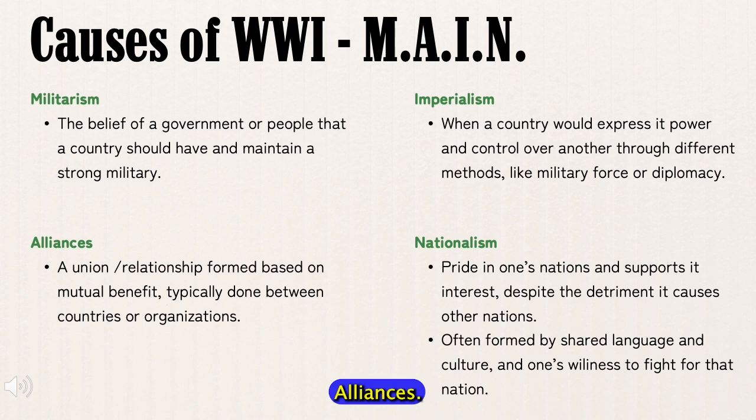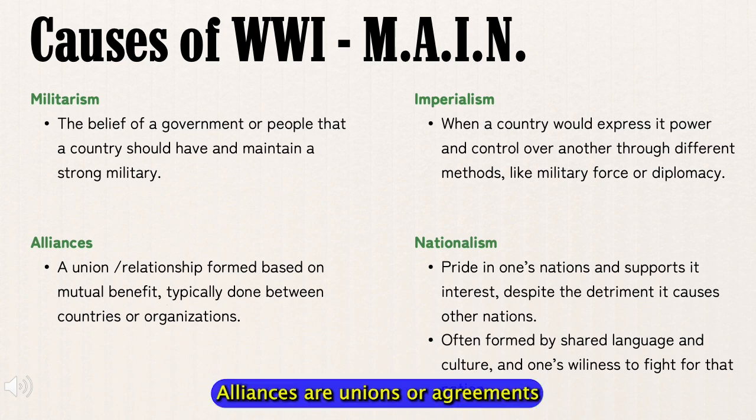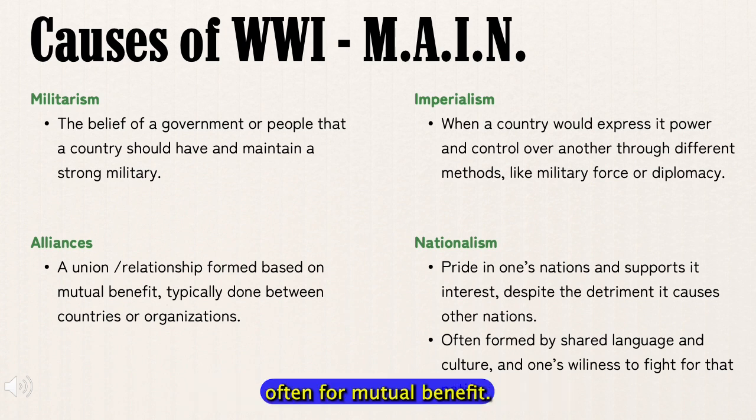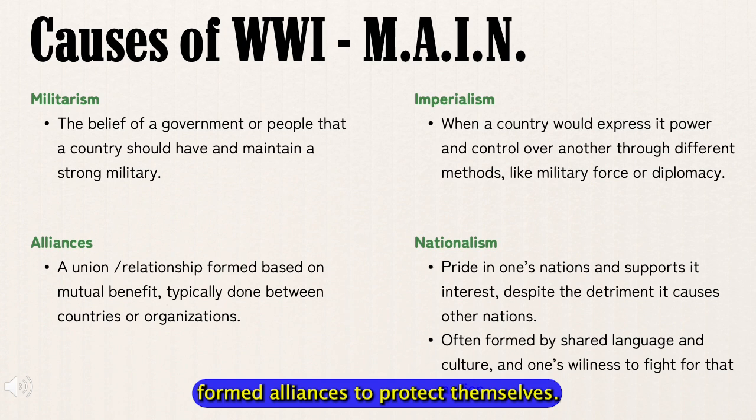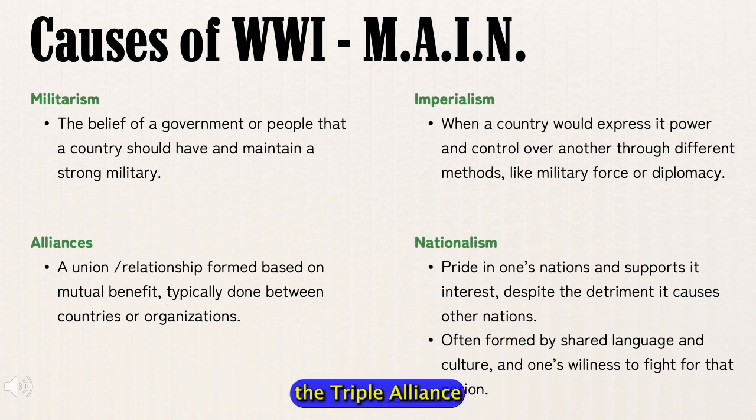Alliances. Alliances are unions or agreements between countries to support each other, often for mutual benefit. Before the war, European countries formed alliances to protect themselves. For example, the Triple Alliance included Germany, Austria-Hungary, and Italy, while the Triple Entente included France, Russia, and Britain. These alliances meant that if one country went to war, its allies would also join, turning a small conflict into a much larger one.